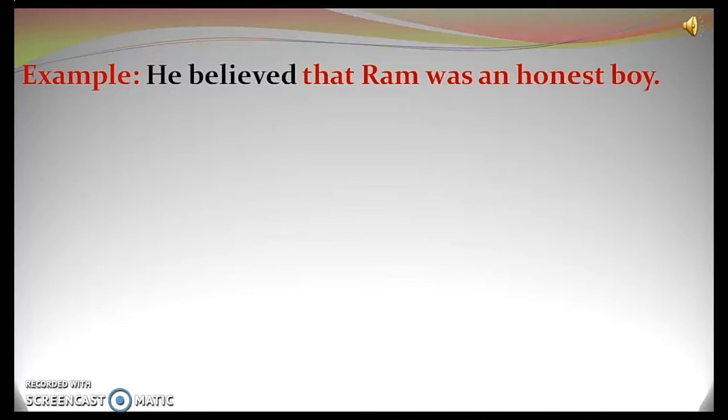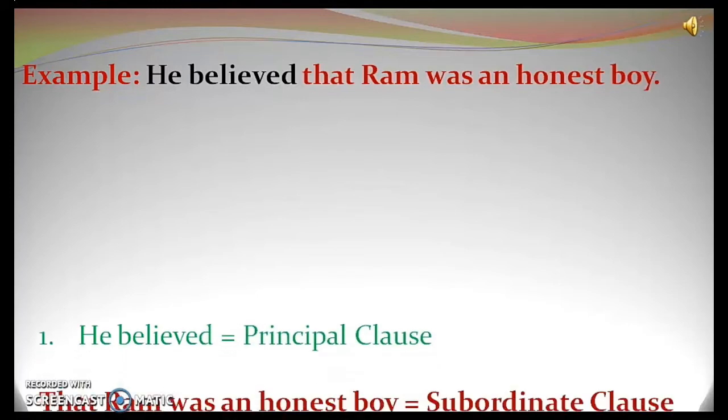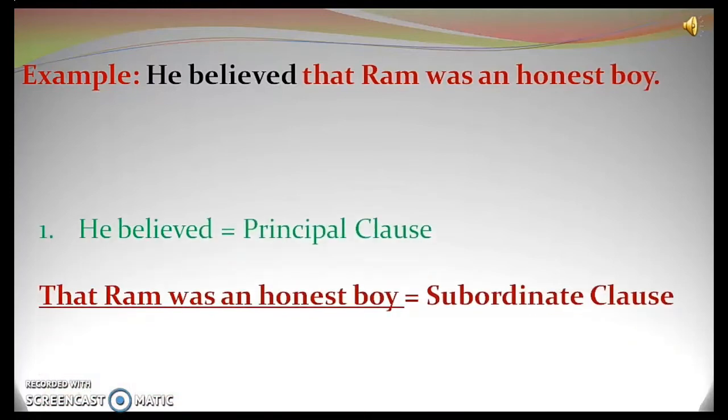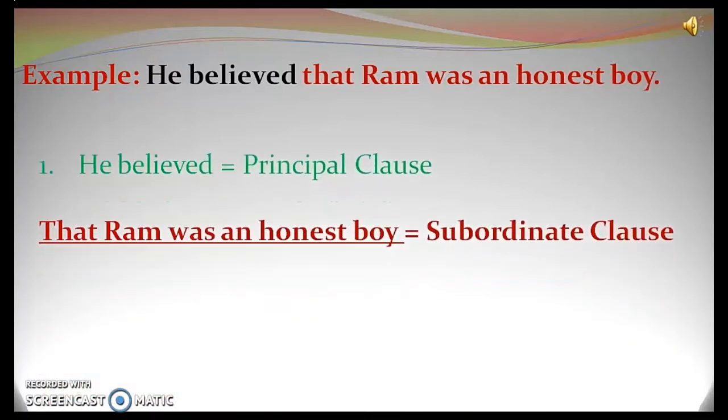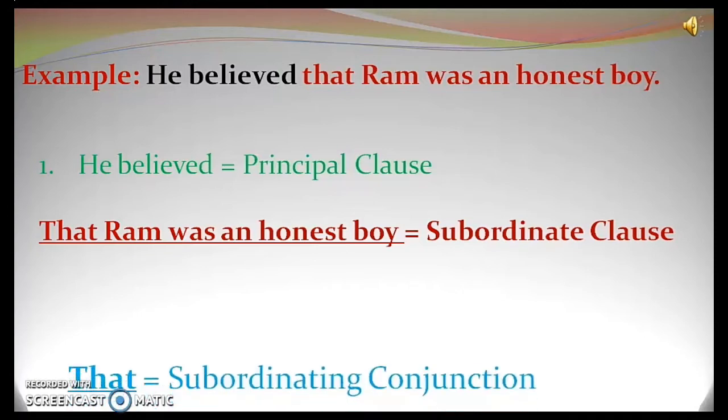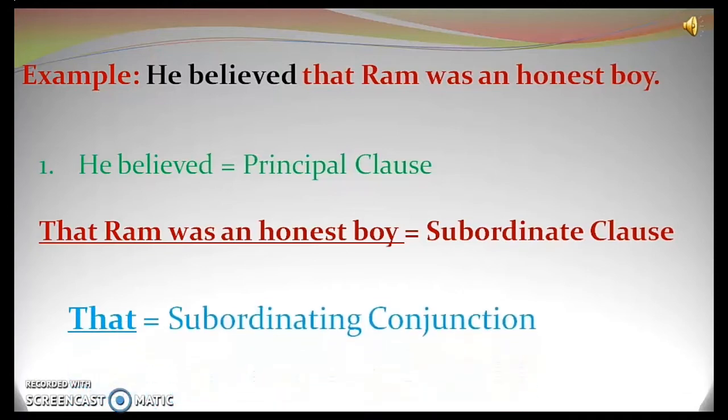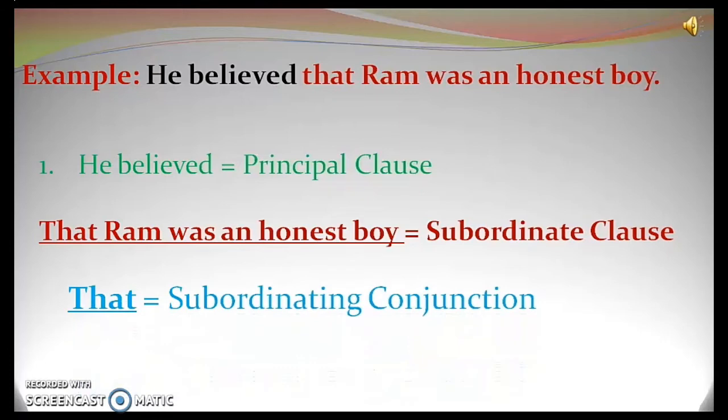Example: he believed that Ram was an honest boy. He believed equal to principal clause. That Ram was an honest boy equal to subordinate clause. That equal to subordinating conjunction.